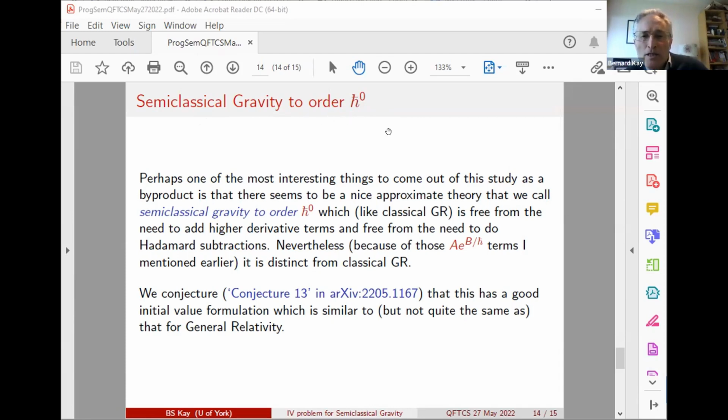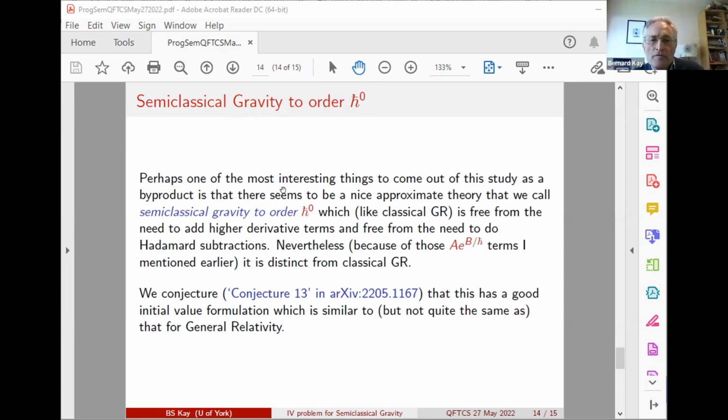Okay, let me mention, to end the talk, one last thing which I think is interesting, which came out of this research, and that is the notion, which as far as I understand is new to our paper, of semiclassical gravity to order h bar to the 0. By the way, semiclassical gravity to order h bar would also be interesting, and is discussed in the paper, but I don't have time to discuss that. But let me say a few words about semiclassical gravity to order h bar to the 0.